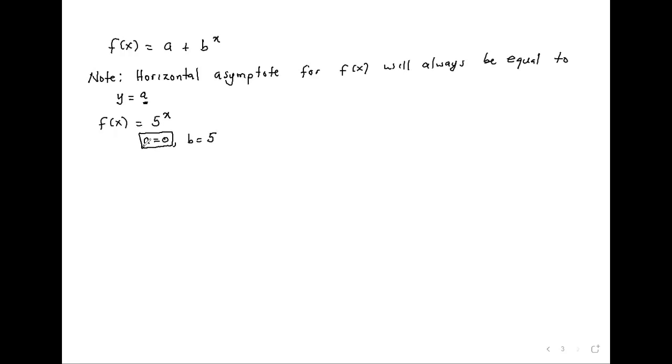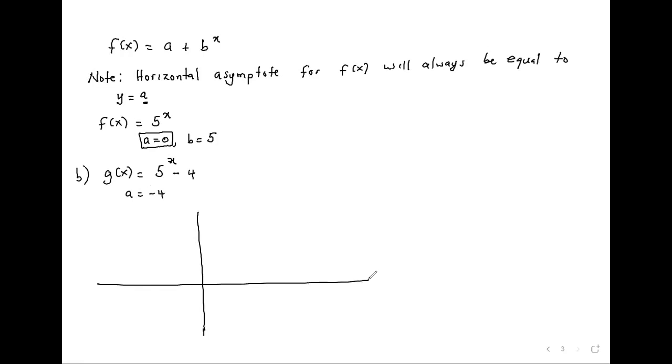For this question, if you look at b, g of x is equal to 5 to the power x minus 4. So now we see that a in this case is -4. So when sketching, we'll have the horizontal asymptote to be the line y is equal to -4.